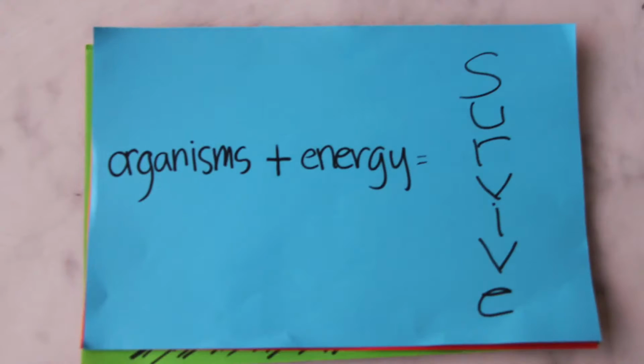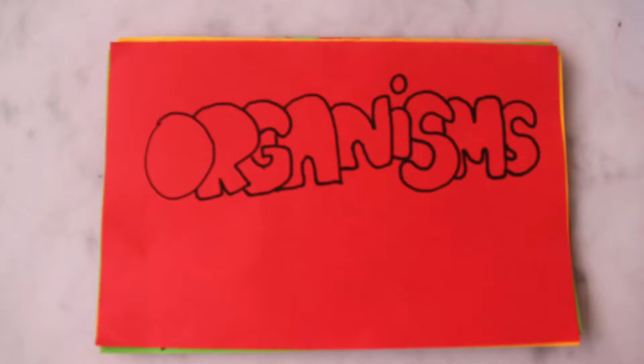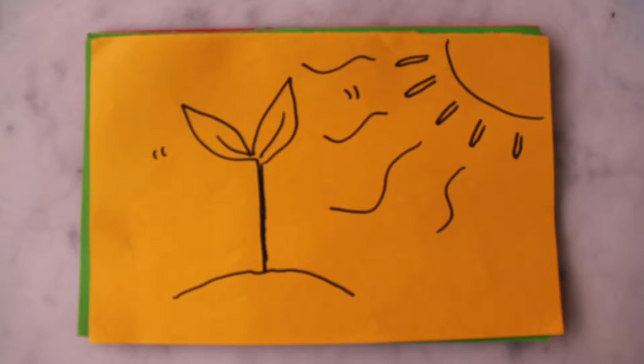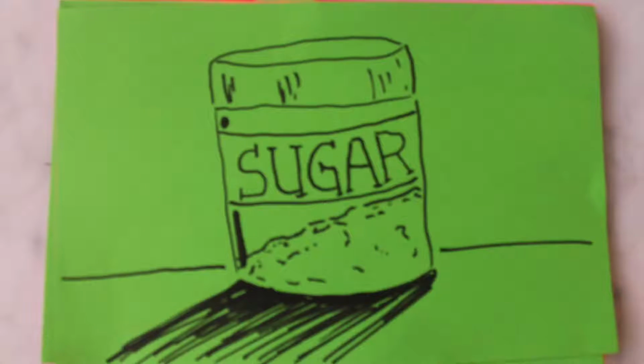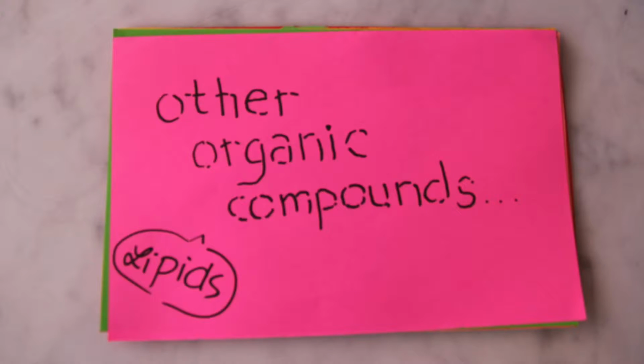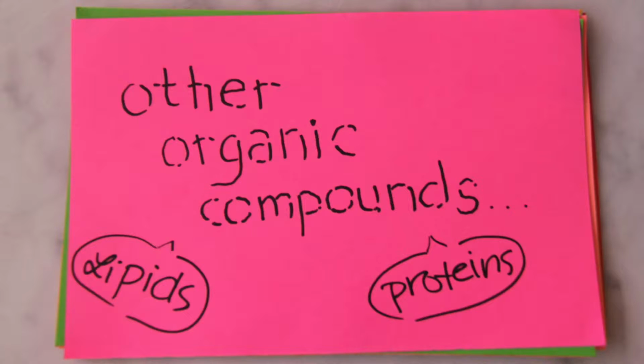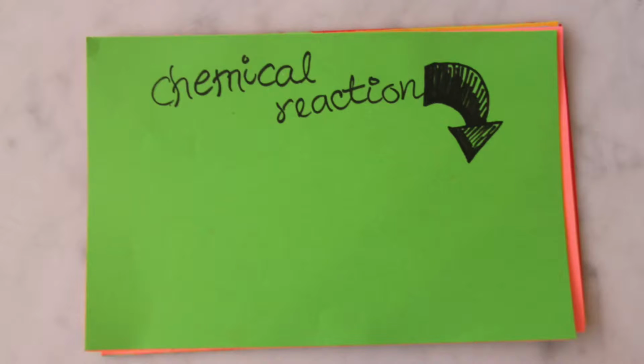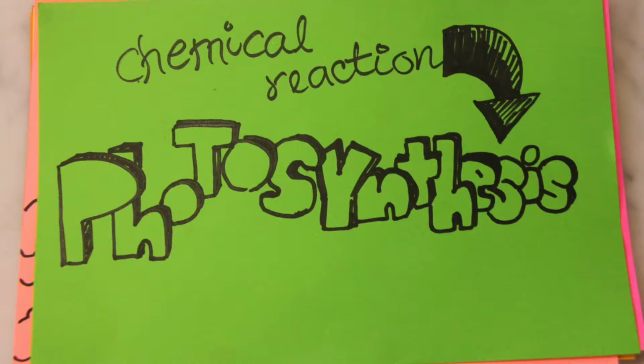Organisms need energy to survive. Some organisms, such as plants, are able to absorb solar energy from the sun and use it to produce sugar and other organic compounds such as lipids and proteins. As stated before, this chemical reaction is known as photosynthesis.